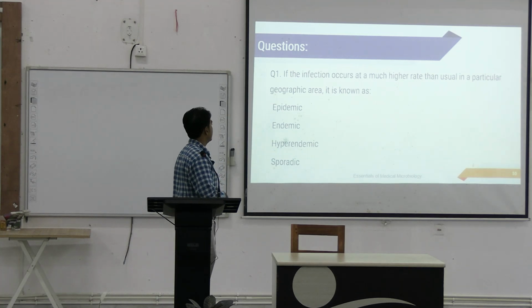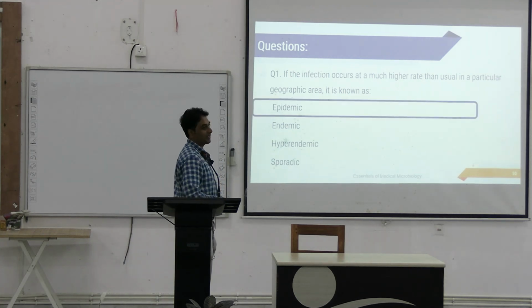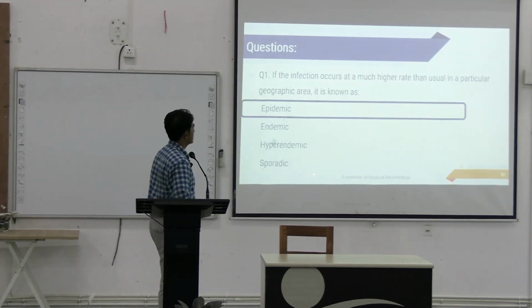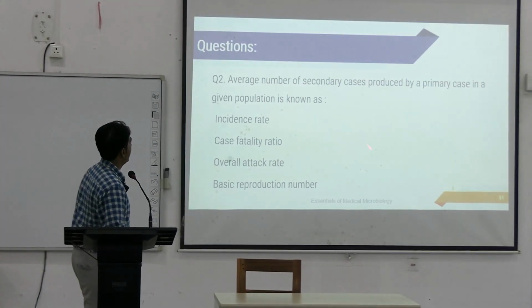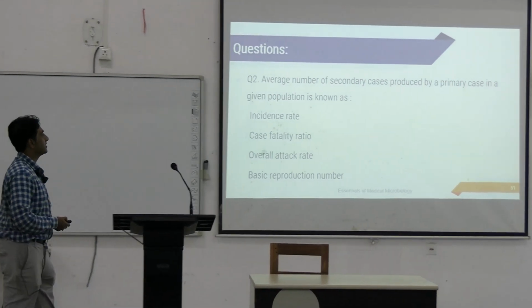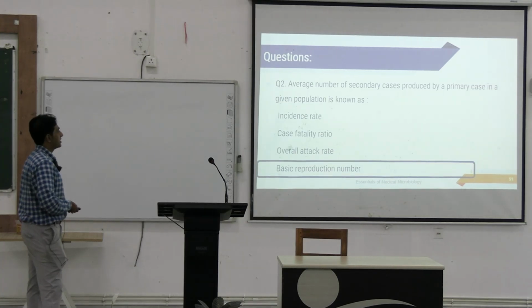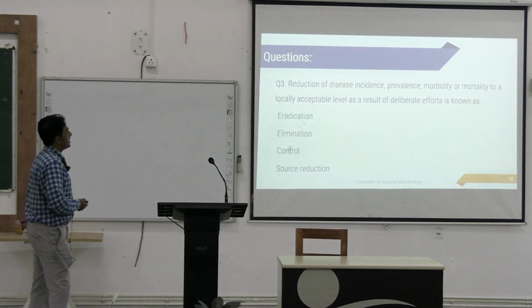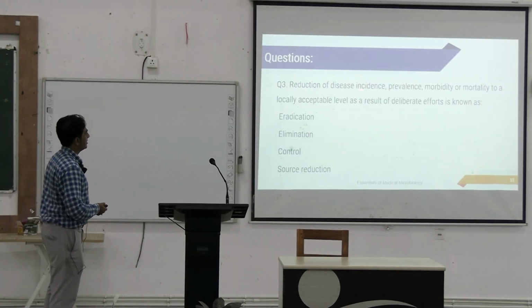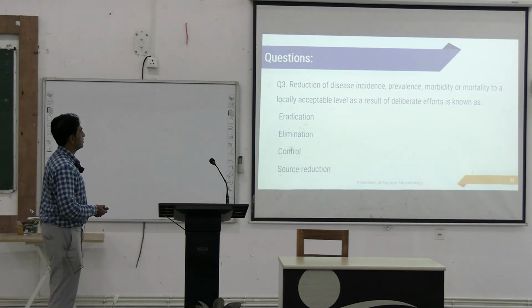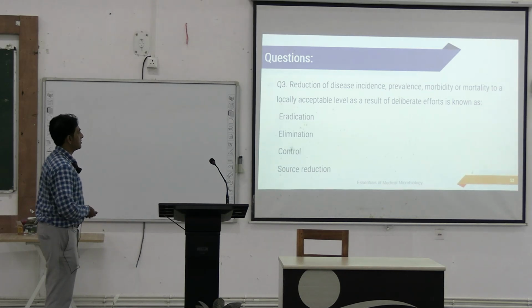Questions: if the infection occurs at a much higher rate than usual in a particular geographical area, epidemic. একটা জিওগ্রাফিক্যাল এরিয়াতে হচ্ছে না, এপিডেমিক। Average number of secondary cases produced by a primary case হচ্ছে basic reproduction number. Reduction of the disease incidence, prevalence, morbidity and mortality to locally acceptable level.